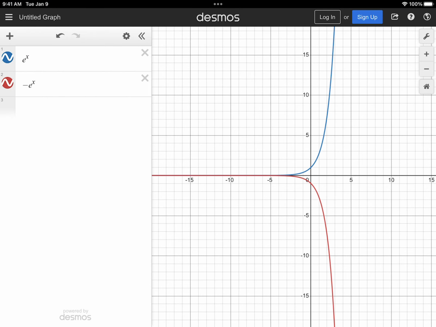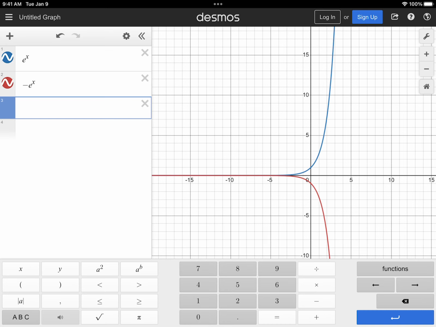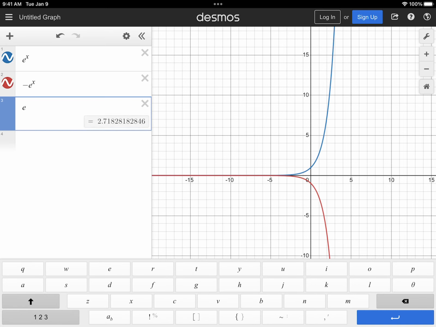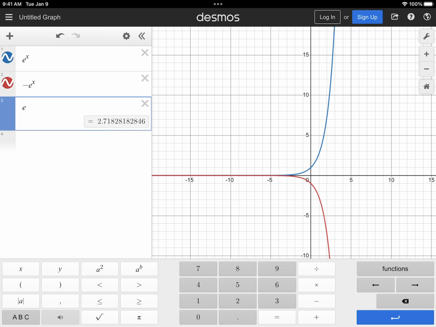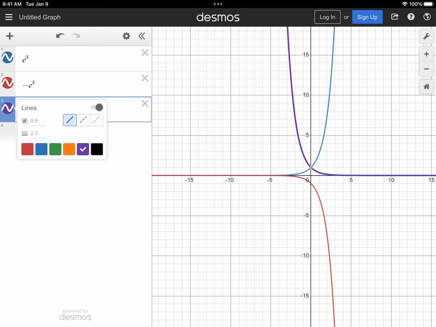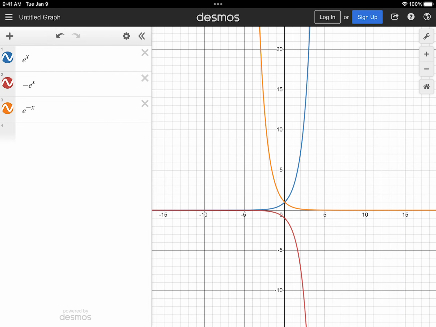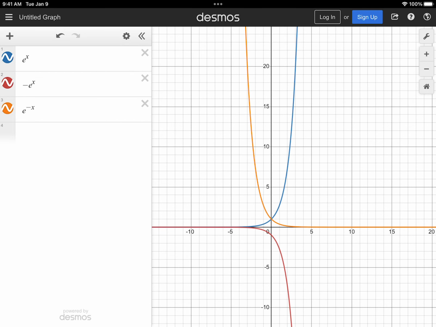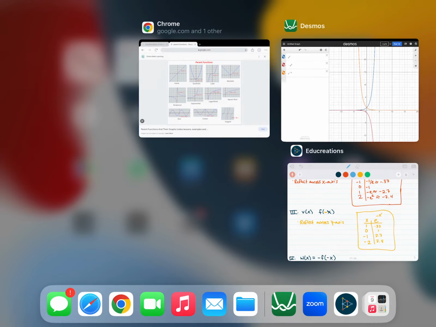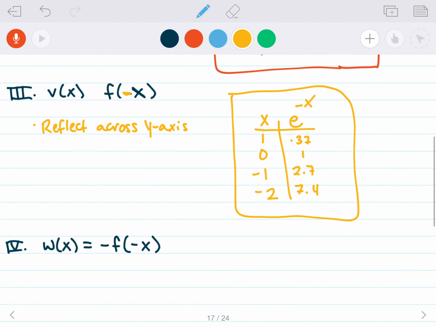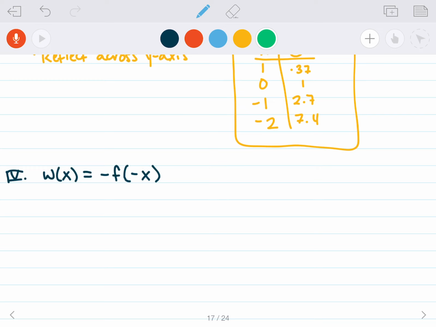So we have e to the negative x. This should be a reflection in the y-axis. There we go. Let's see if we can turn it yellow. I'll turn it orange, close enough. Yeah, so our blue parent function and the orange function are reflections across the y-axis this time. And let's look at our final example here. So this time we have both reflection in the y and reflection in the x.